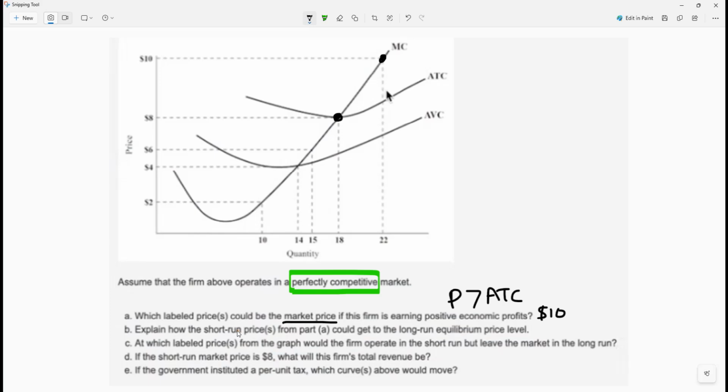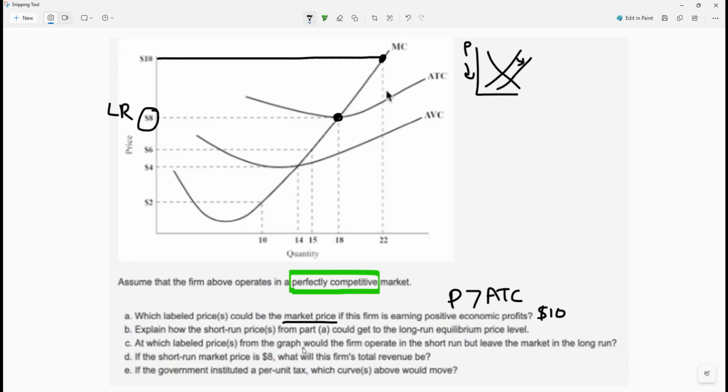Okay. Explain how the short run price could get to the long run. Well, it's going to decrease because a higher price than average total cost is going to attract new firms to enter this business. So new firms are going to want to show up, and that increases supply. Or to draw that, it would increase over here and decrease the market price and push it back down towards 8. Now, if it goes down any lower, then this firm's going to lose money. They'll exit the market. It decreases supply, pushes it back towards there. So $8 is our long run equilibrium, which is that break-even price.